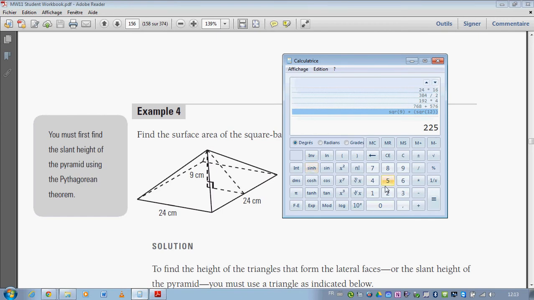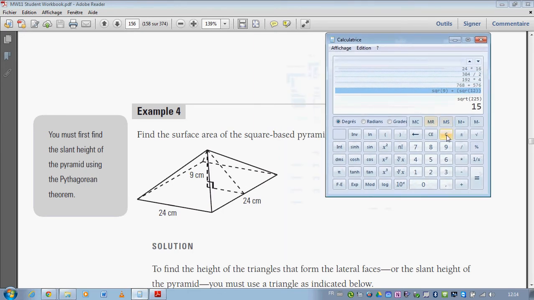So to figure out the actual length of the hypotenuse, you've got to take that and square root it. So you square root 225 to get 15. So the slant length is actually 15, which is therefore the height of each one of these individual triangles. So we're going to first start off with figuring out the area of the square base.